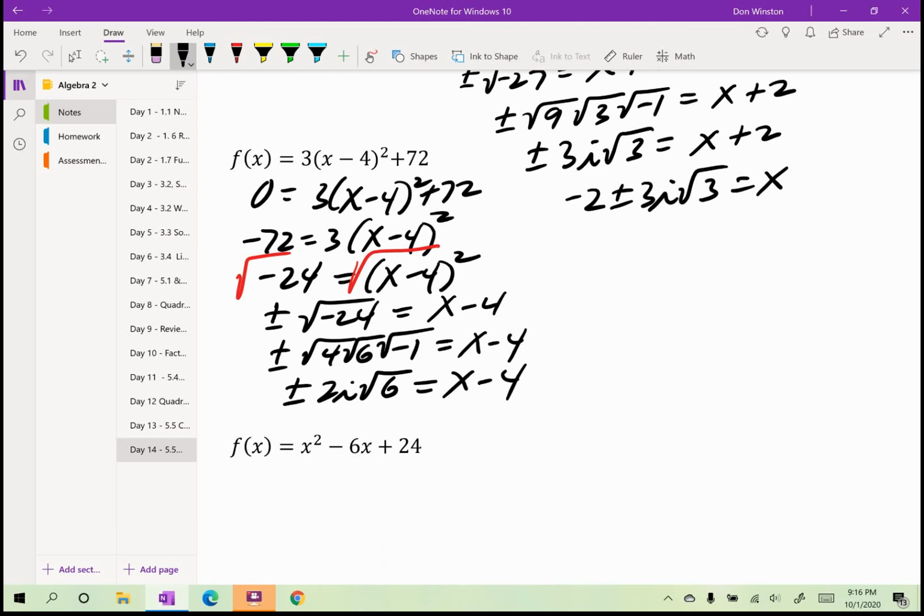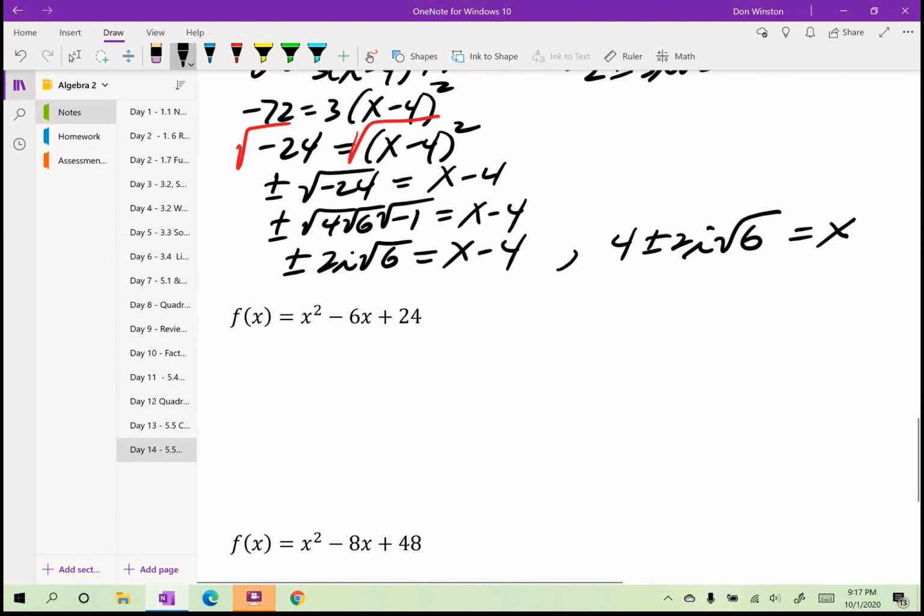And then finally we'll add 4 to both sides, and the final answer will be 4 plus or minus 2i root 6 equals x. Like I told you, when we get to chapter 6, guys, most of the quadratic equations we solve will involve imaginary answers, okay? Being able to use Desmos just does not come up very much from here on in. You have to be able to solve quadratic equations.